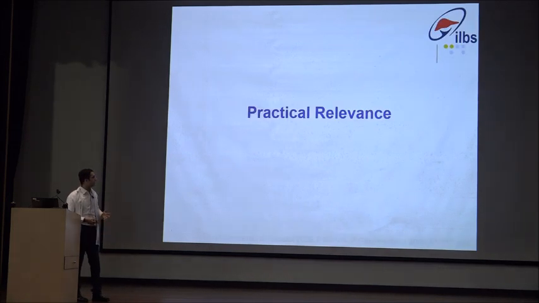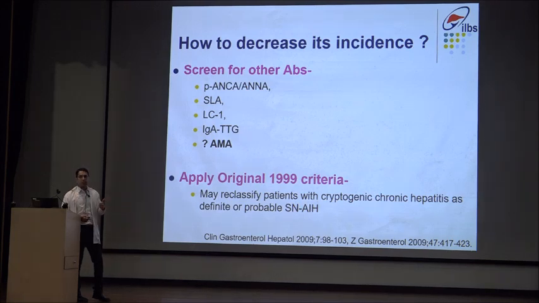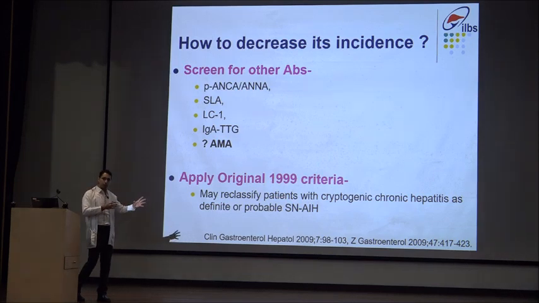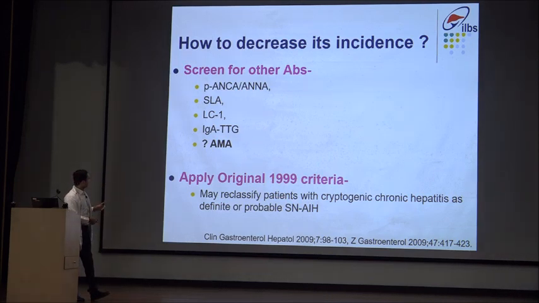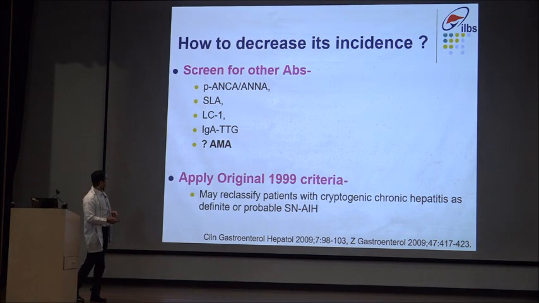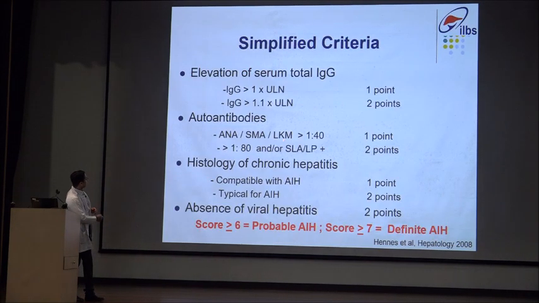So what is the practical relevance? What can you do to decrease its incidence? Along with the ANA, SMA and LKM, you should screen for other antibodies. You can send the autoimmune liver profile that we use in our institute, and you apply the original 99 criteria, not the simplified one. I'll show this difference, because if you do not have autoantibodies, it is very difficult to get a definitive AIH diagnosis with the simplified criteria.